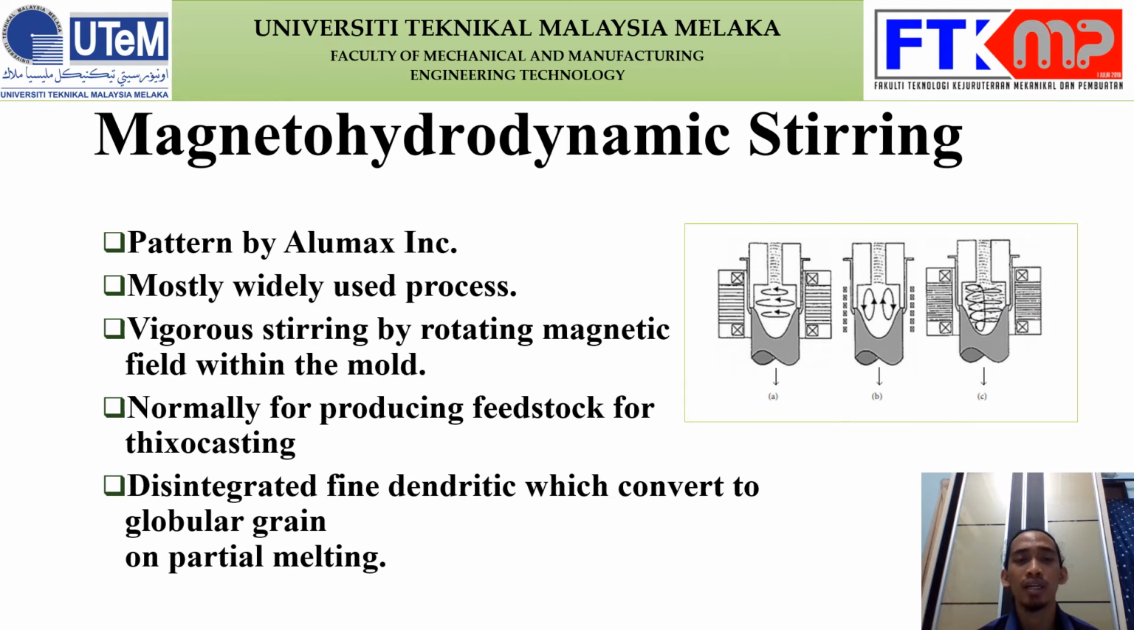The magnetohydrodynamic stirring method, patented by Alumax, is the most widely used process. It uses vigorous stirring by a rotating magnetic field within the mold, normally for producing feedstock for thixocasting. This breaks up the fine dendrites, which convert to globular grains on partial melting.